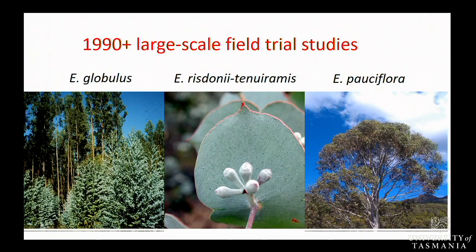We've got an endemic complex here, again involving risdonii, but it's a closely related species, Eucalyptus tenuramus, and Porciflora, which is one of our eucalypt species which has the biggest altitudinal range, certainly both in Tasmania and on the mainland, and it's now a major restoration species in our dry midlands.